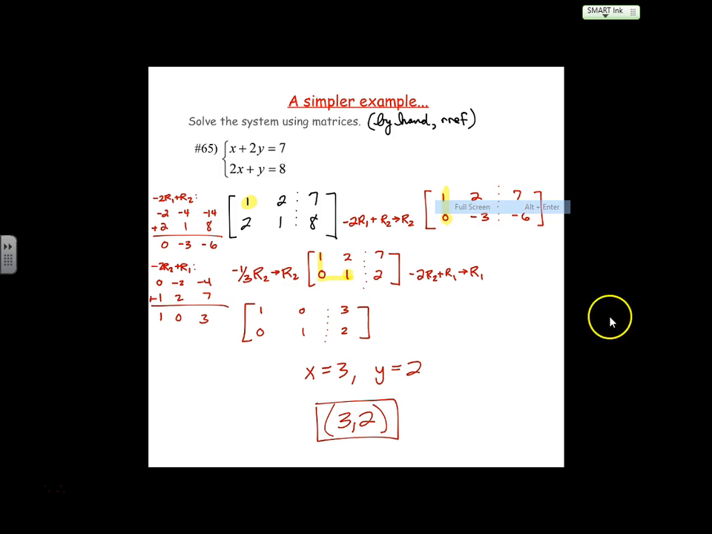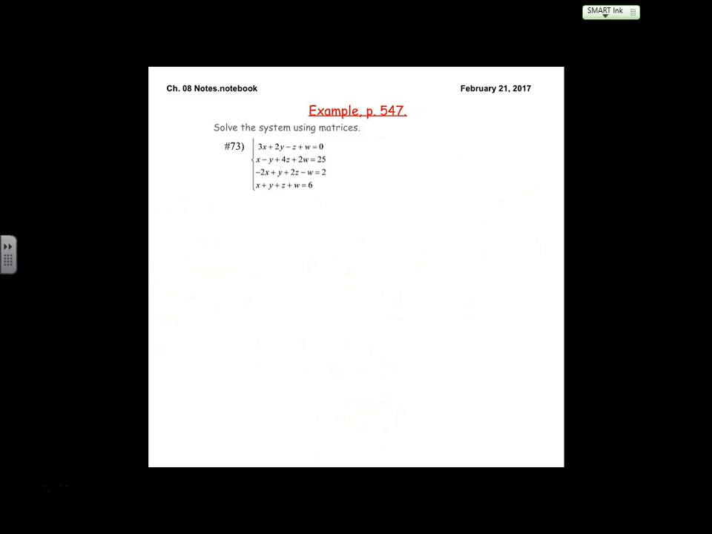Let's go back. We need to do some more examples. Are we ready for the hard one? Let's get it. You want an easier one first? Actually, those are tricky.